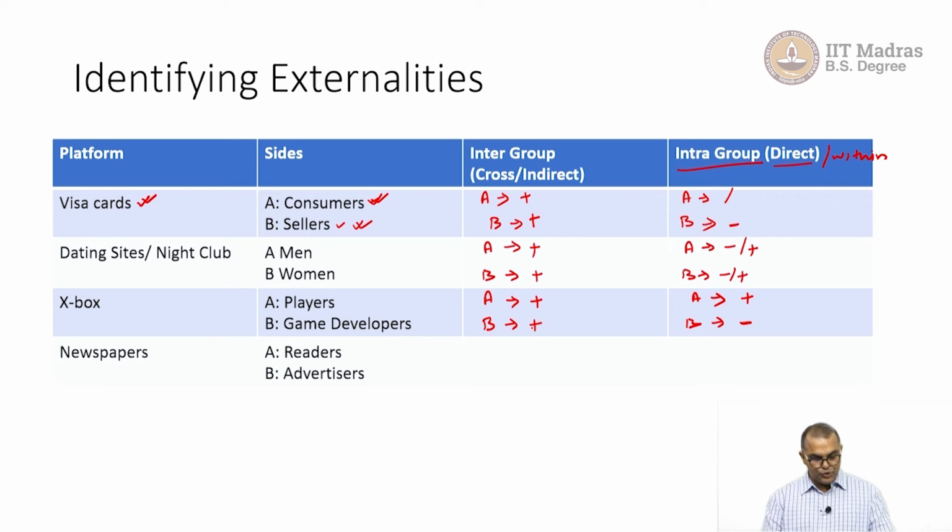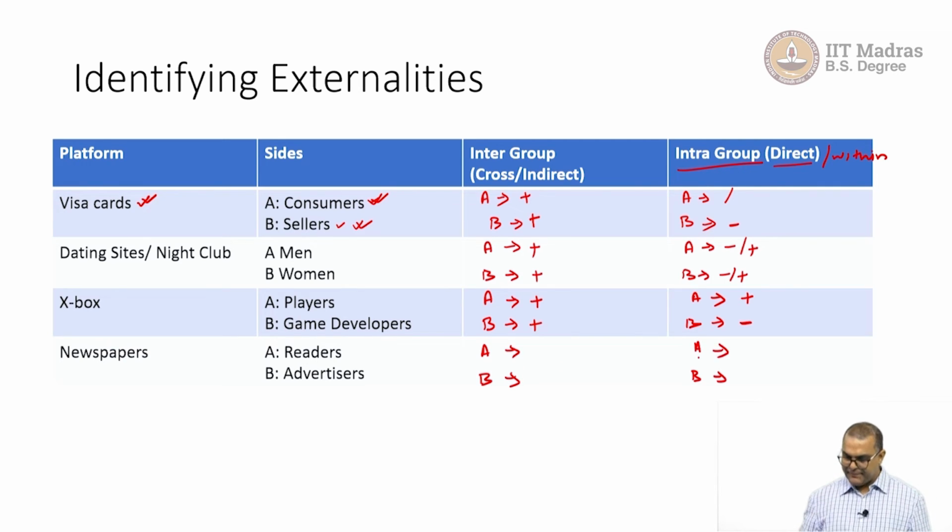Now let us come to the newspaper. We will again look at intergroup and within group. If there are more readers, how does it matter to me? Perhaps it's neutral. How about if there are more advertisers? It's the case like this one. This has to be negative.